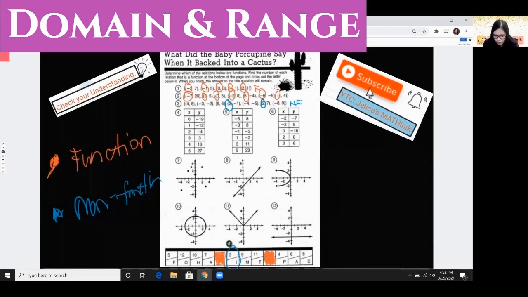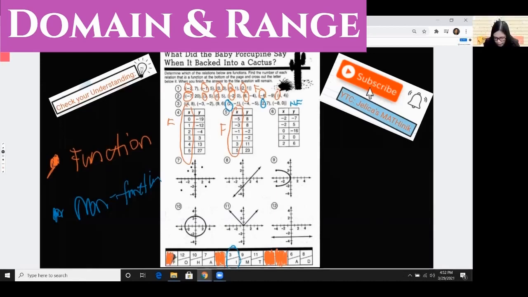Next one, in number 4, is there a repeated number in the domain? Is there a repeated number in the x values? We have 0, 1, 2, 3, 4, 5. So there is no repeated number, so it is a function. So we'll just cancel out number 4. Next, in number 5, is there a repetition of any of those numbers? Same, no, in the domain. Check only the domain, focus only on the domain. There's no repeated number, so number 5 is also not included.